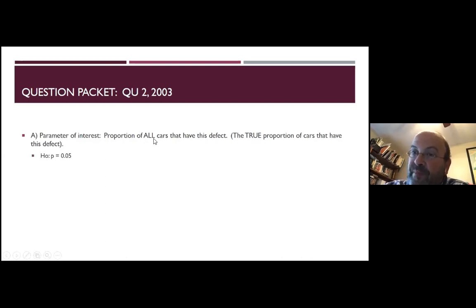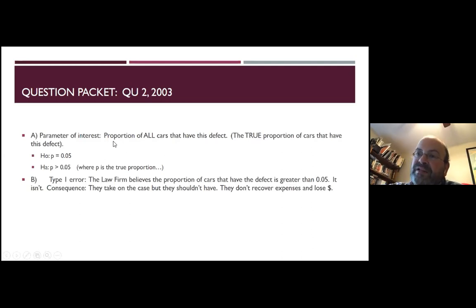Okay. Null hypothesis, something like P equals 0.05. Alternate hypothesis, P is greater than 5%, where P is the true proportion of cars that have this defect. The question didn't ask to define it because you defined it up here.